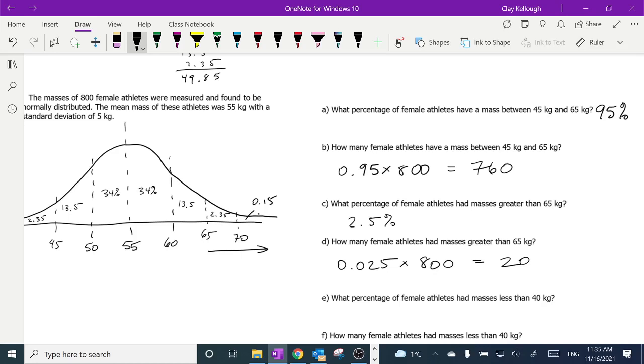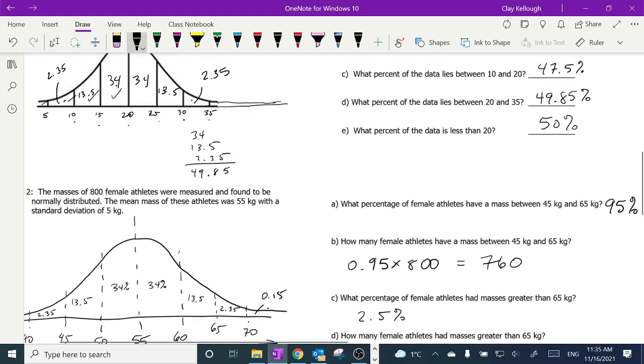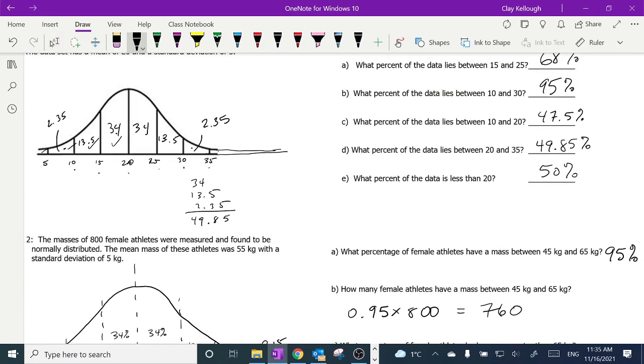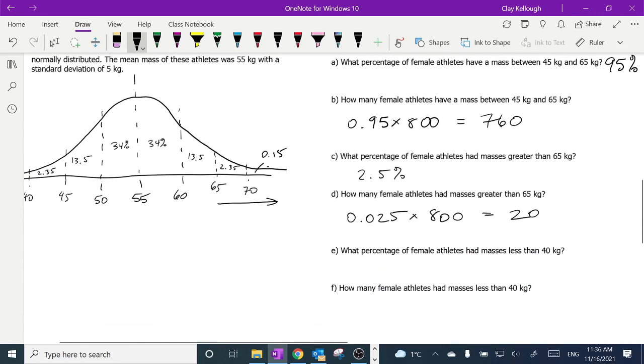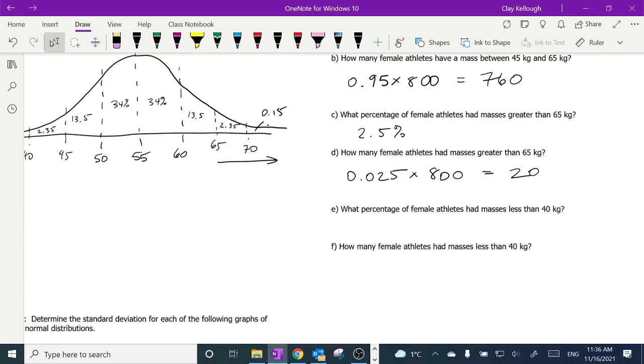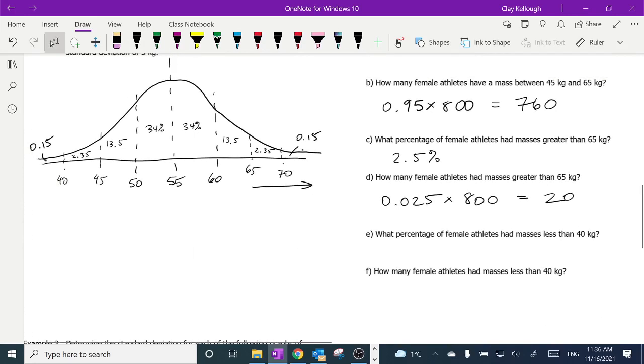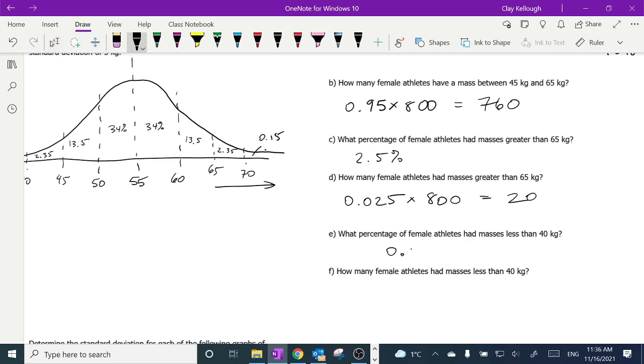Because I think the question was in the middle. The question was, how many is less than 20? 20 is the median, or the mean. It's both, the mean and the median in this data, right? So how many are less? Isn't that half the data? Yeah. Okay, back to this question. What percentage of female athletes had masses less than 40 kilograms? About 0.15%. How many athletes is that?